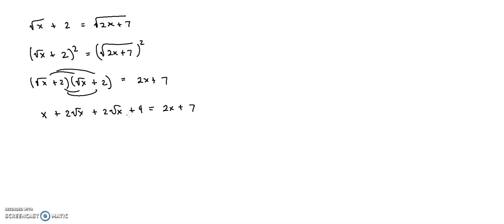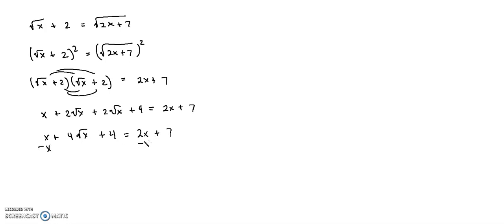Alright, so same idea as before, but it's not quite as nice and neat as it was before. So we could put the two square root of x terms together. Those are like terms. We get 4 square root of x plus 4 equals 2x plus 7. Again, we've got a radical equation. We've got a radical right here. So what do we do? We get it by itself.